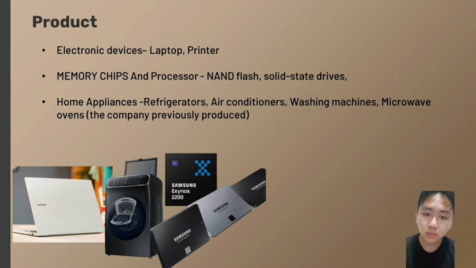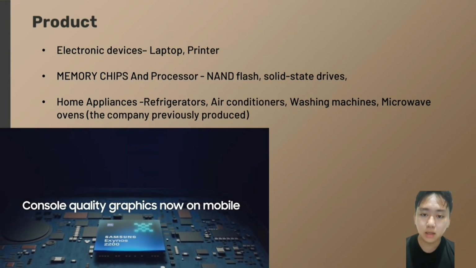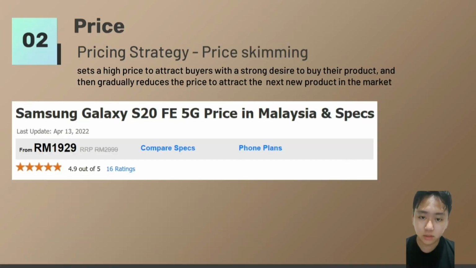Next, Samsung produces electronic devices such as printers and laptops. They also produce memory chips and processors. And lastly, they produce home appliances. So the second part is pricing. Samsung uses price skimming as their pricing strategy.